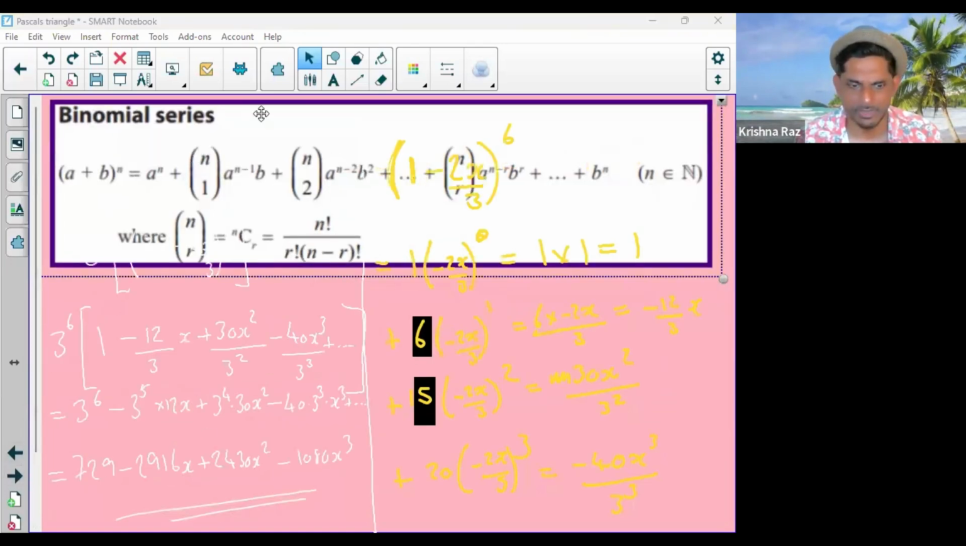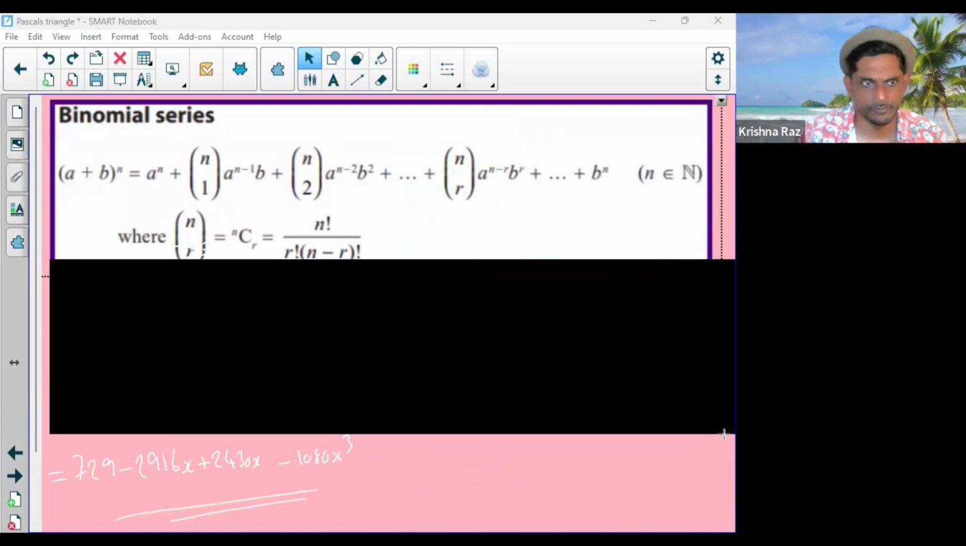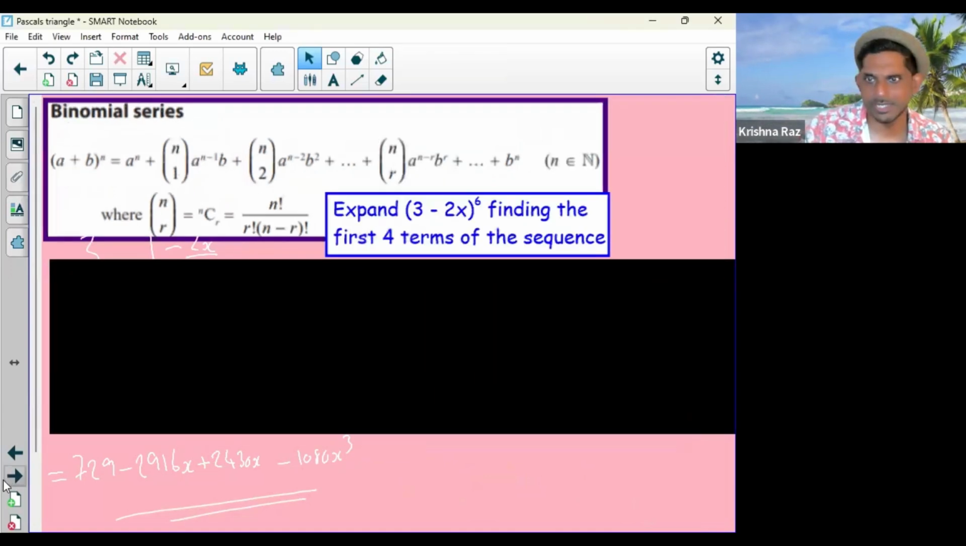So let me get that working back. And we did the first 4 terms. So now let's have a play around with this and see what happens. It is a formula that is given to you in your formula book. We can see that in this expansion, a will be 3 and b will be 2x. And we just plug it in.